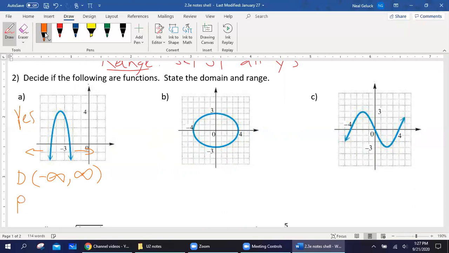The range, the set of all y's, graphically, that's how far down does it go and how far up does it go. So this parabola goes down forever, so negative infinity, but it only goes up to the number 4. So I would do 4 and I would bracket that because it is hitting at 4.